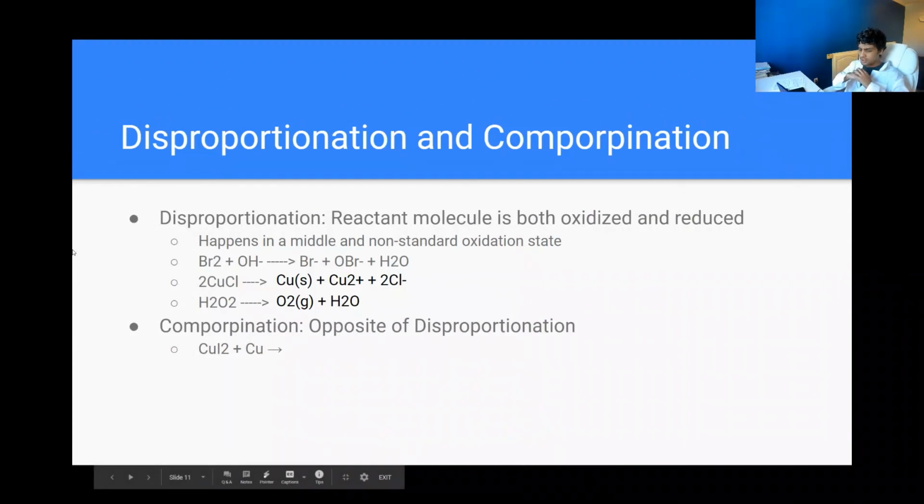So this is essentially just the opposite of disproportionation. So then you have 0 oxidation state and +2. This will form a +1 copper product.